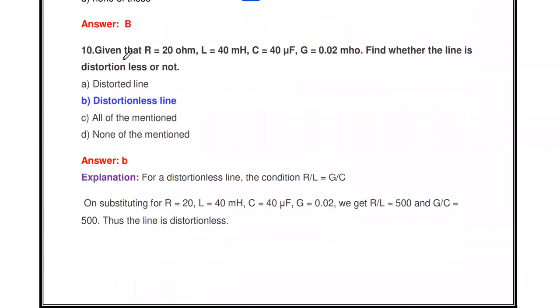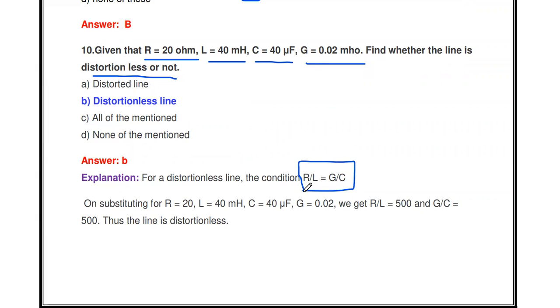Then next one, given that R equal to 20 ohm, L equal to 40 millihenry, C equal to 40 microfarad, G equal to 0.02 mho. Find whether the line is distortionless or not. Okay, so this is the problem. Already you know, if the line is a distortionless line, it should satisfy the condition that the ratio R by L is always equal to the ratio G divided by C. So in order to check whether this line is distortionless or distorted, we have to check.